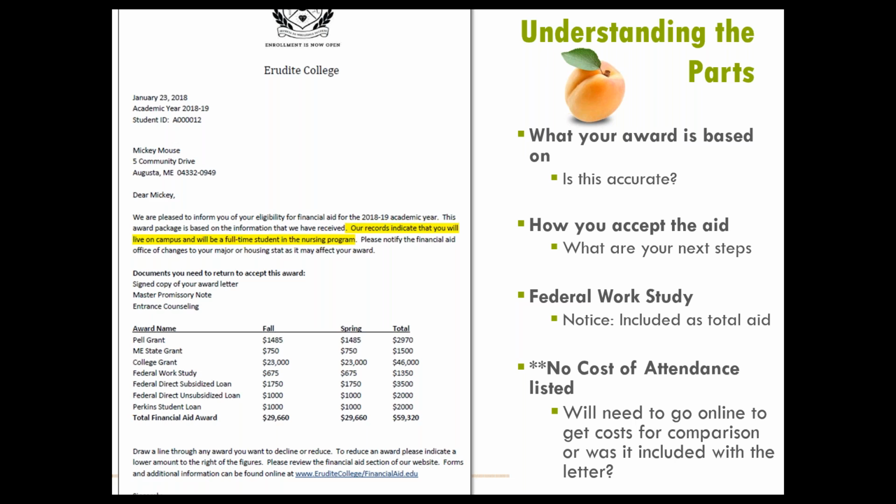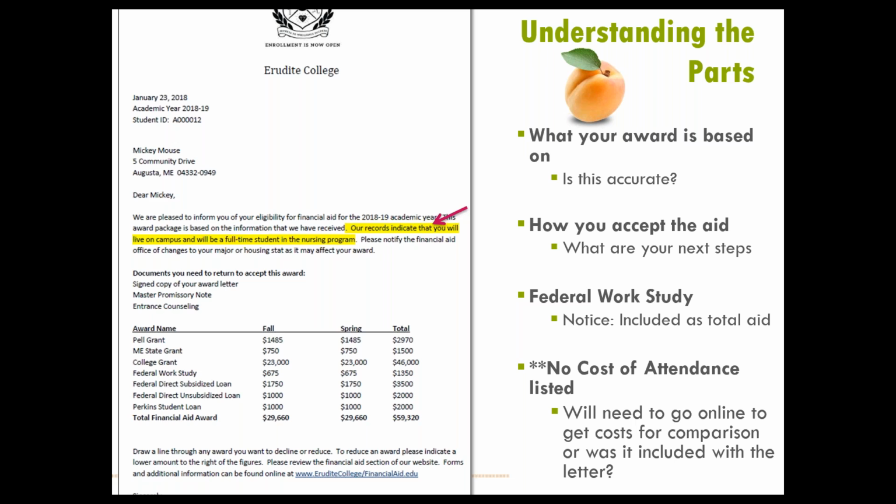It does have, right in that first paragraph, talking about that based on what they answered on the FAFSA about their housing plans, that they're going to live on campus, that they're going to be a full-time student in the nursing program. Make sure to have students and families read award letters carefully to make sure that this is accurate. So if something has changed, they're going to be half-time or they're not going to live on campus, those are things to look for.